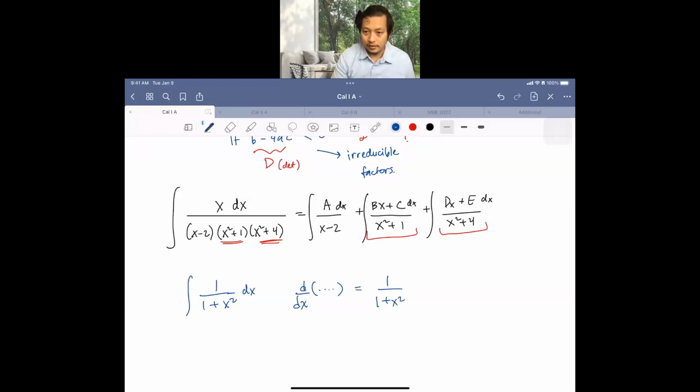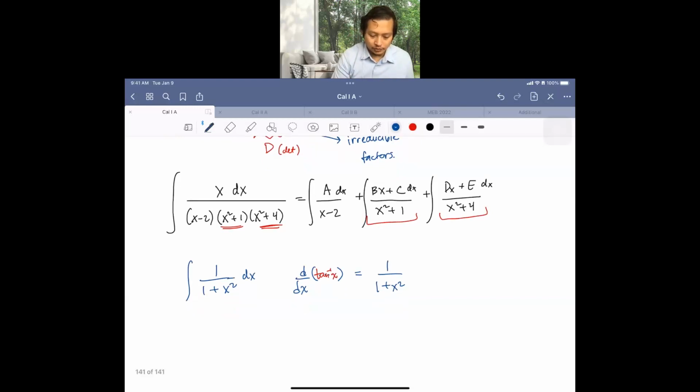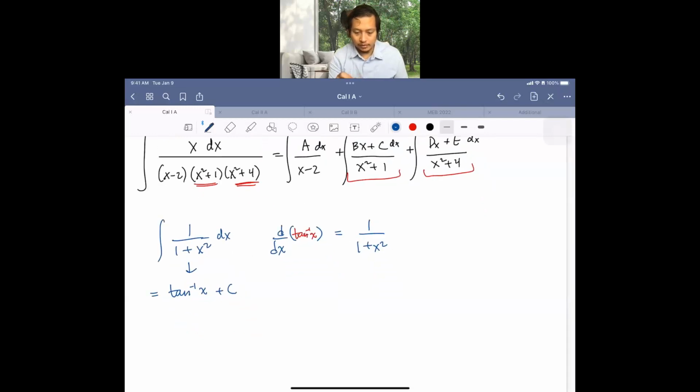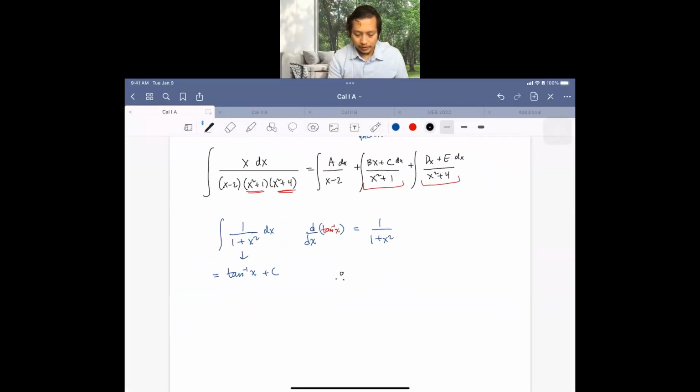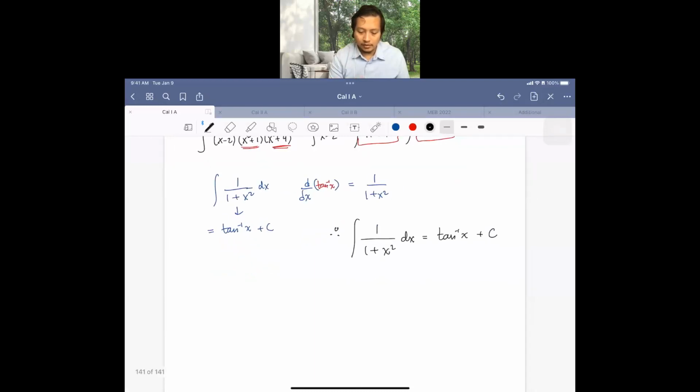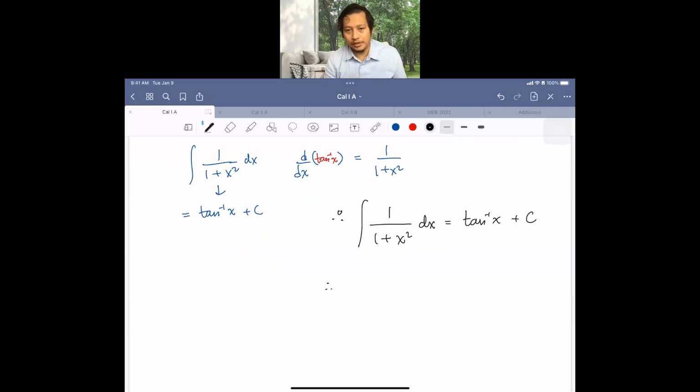This will be tangent inverse, or arctangent. So we can write this as the arctangent, or tangent inverse x, right? So basically, if you integrate this, this will get you tangent inverse x plus c. So let me write it here. The integral of 1 over 1 plus x squared dx results in tangent inverse x plus c. Now if we play with this function, maybe we could take 1 over x squared plus 4 dx.